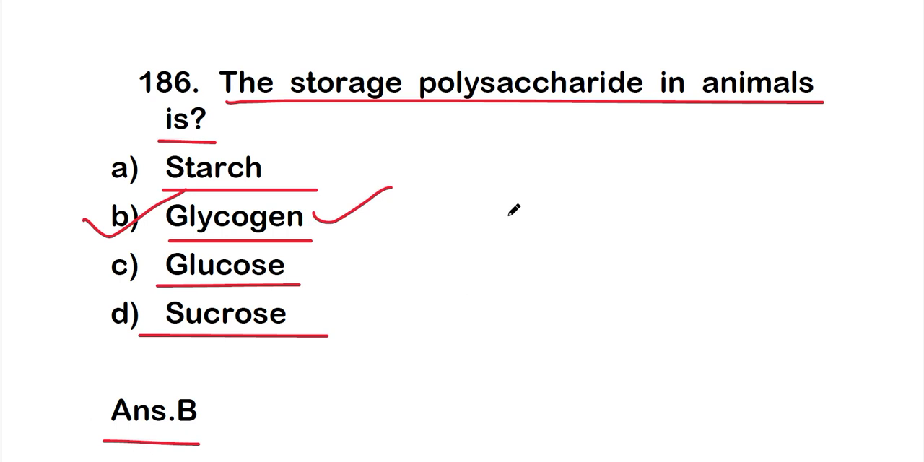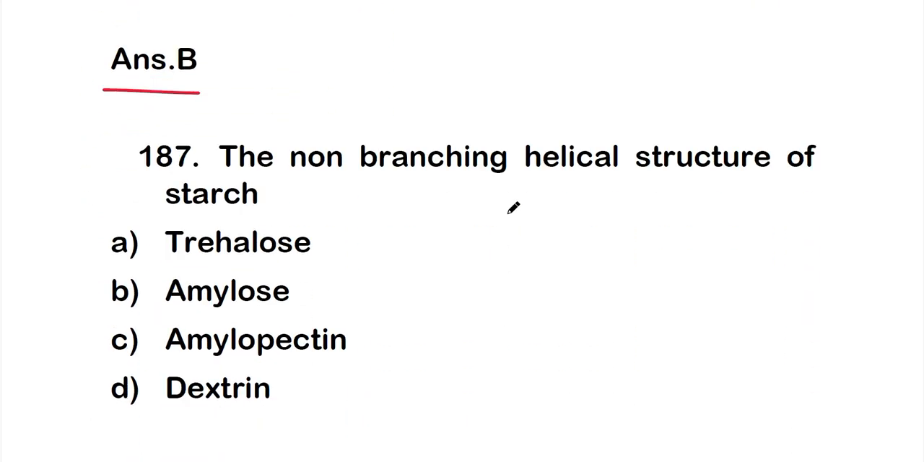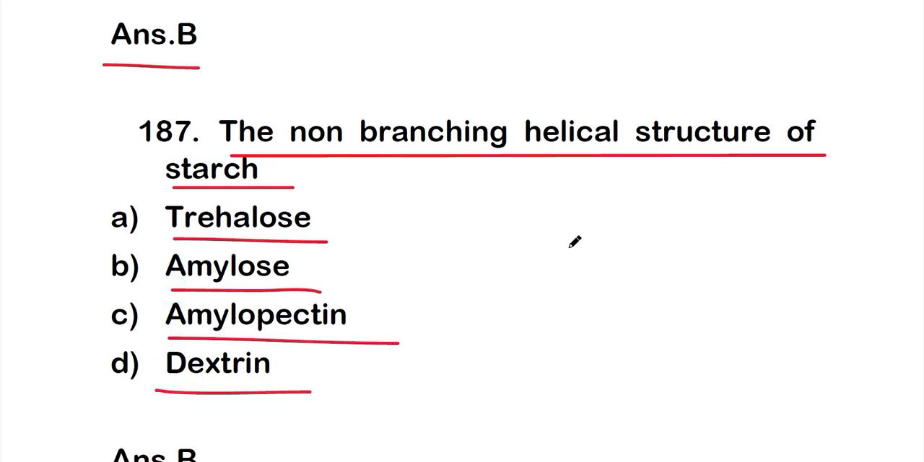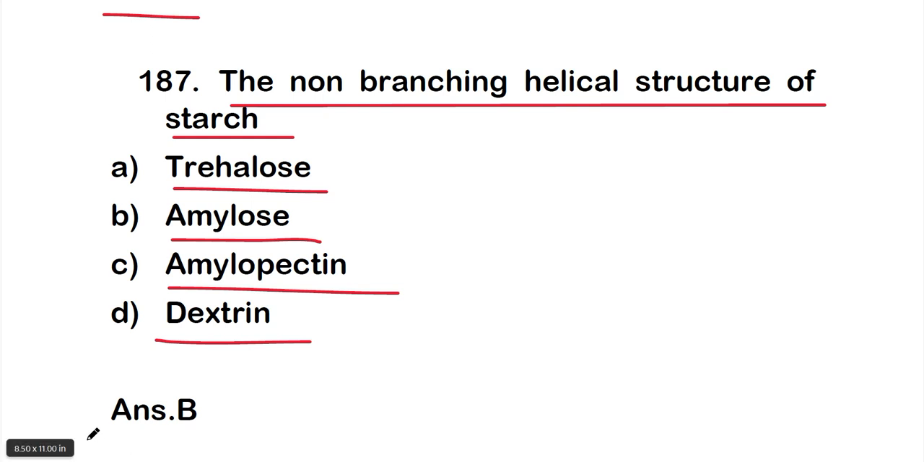Okay. Next question, let's see. Next is 187. So the non-branching helical structure of starch is option A trehalose, option B amylose, option C amylopectin, option D dextrin, and the right one is option B, that is amylose. Okay, so the non-branching helical structure of starch is amylose.